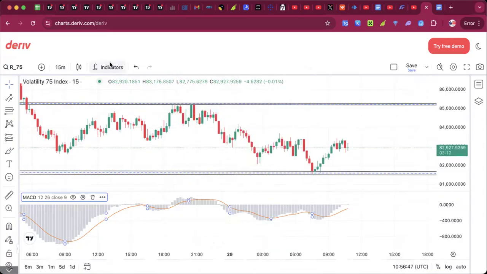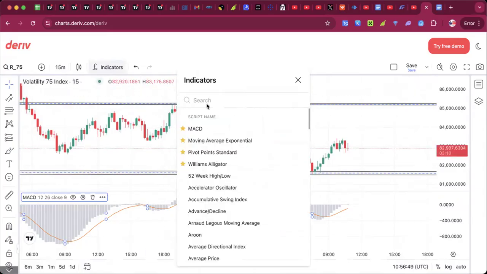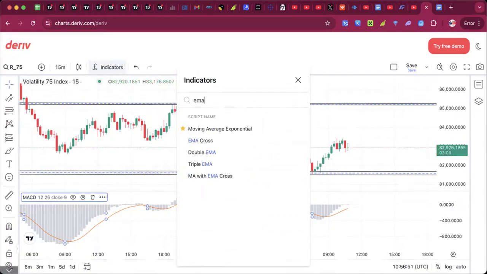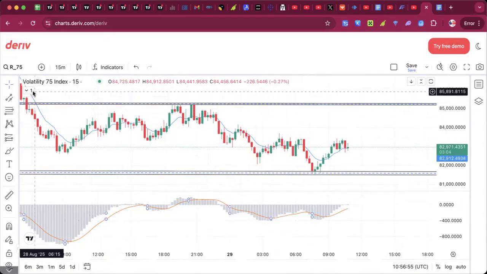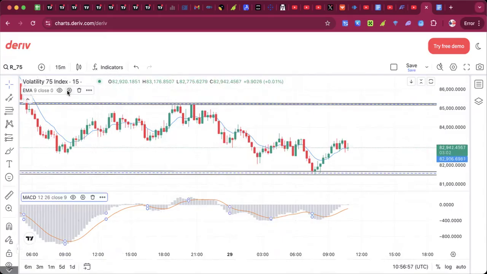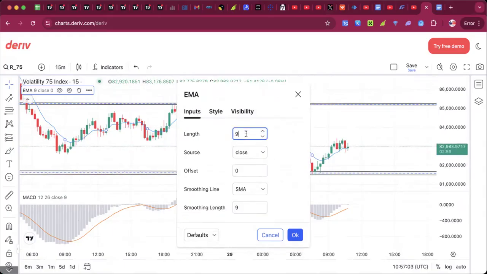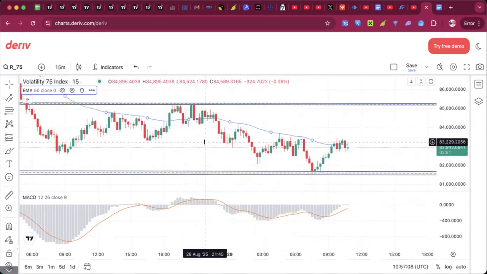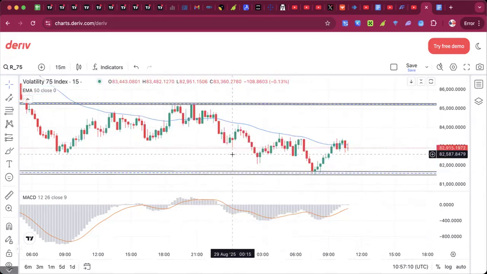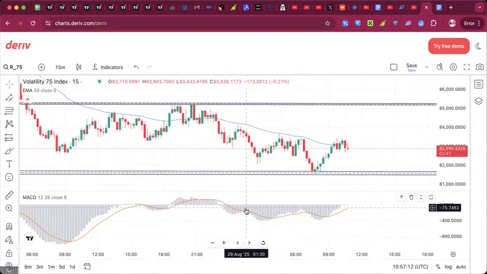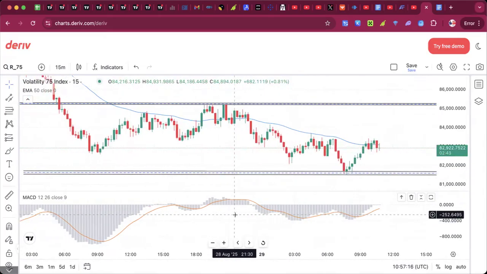So you add a moving average. The moving average you're adding is the EMA, 50 moving average. You go to the settings of the moving average and remove all this label if you want. Then just type 50 and okay, you're done. This shows that this is a downtrend on the 50 moving average, and your MACD still shows that it's a downtrend.